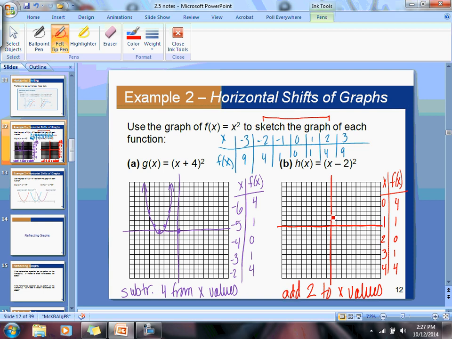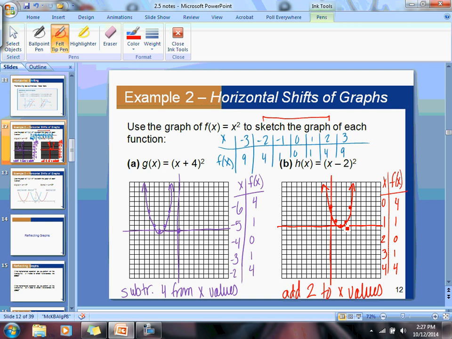So 0, 1, 2, 3, 4. 1, 1. 2, 0. And use your knowledge of symmetry to help you plot those other points. And there you can see the graph doesn't move up or down at all. It just moves 2 units over to the right. That vertex moves 2 units to the right.